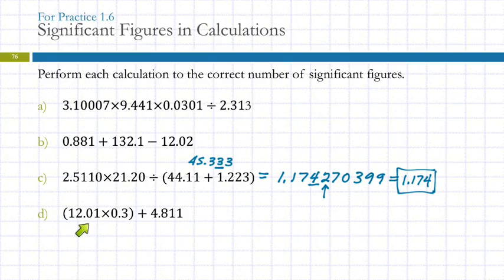Let's do this one down here real quick. 12.01 times 0.3 plus 4.811. So my calculator is telling me 8.414.